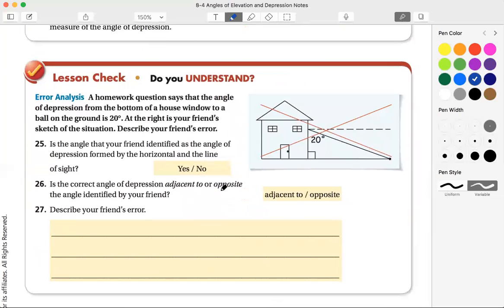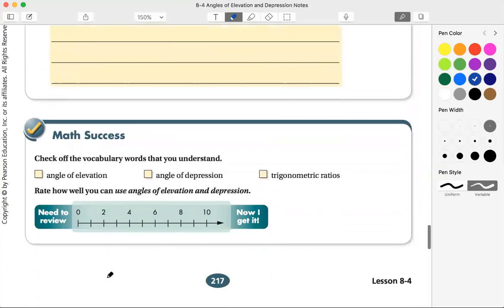So what happened in this situation? A homework question says that the angle of depression from the bottom of a house window to the ball on the ground is 20 degrees. At the right, what is your friend's sketch of this? Is this right? Is the angle that your friend identified as the angle of depression formed from the horizontal line of sight? No. Is the correct angle of depression adjacent to or opposite the angle identified by your friend? Well, it's the adjacent one to it. So your friend should have labeled this to be 20 degrees, and that would be the error. And that is the end of this section.